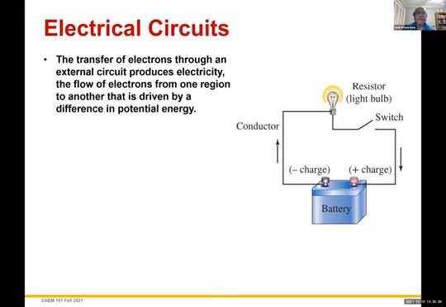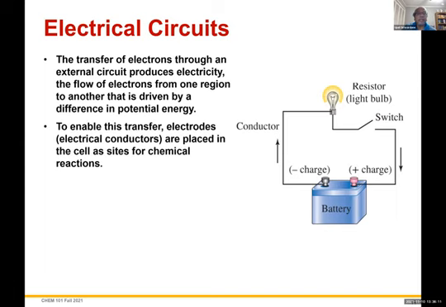The transfer of electrons through an external circuit produces electricity. The flow of electrons from one region to another is shown by difference in potential. Depending on the redox reaction used for the battery, the voltage is based on the redox reaction. Different redox reactions have different voltage. That's the driving force for electrons.